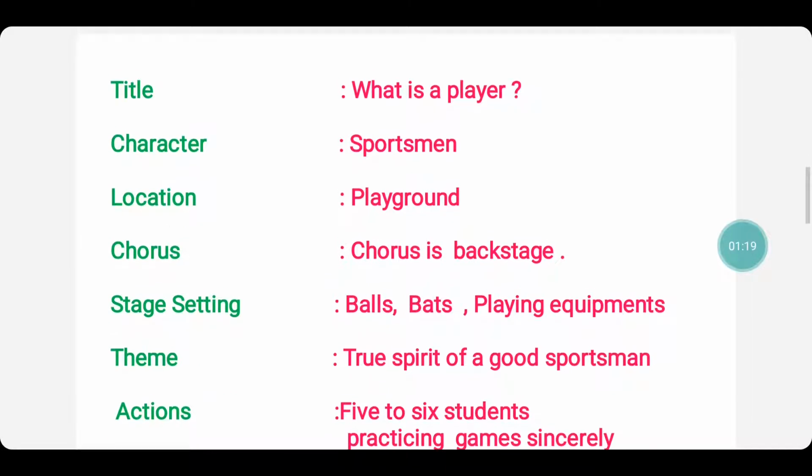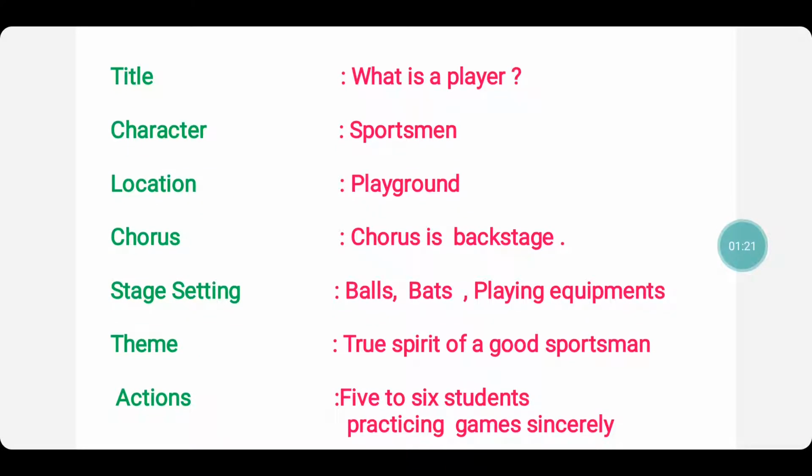On to the primary information for this choreography. Title, that is the title of the poem: What is a Player? Character: Sportsman. Character is nothing but the crew or the people who are going to enact the poem, that is the choreographers, the ones who are going to enact the entire theme of the poem on the stage.